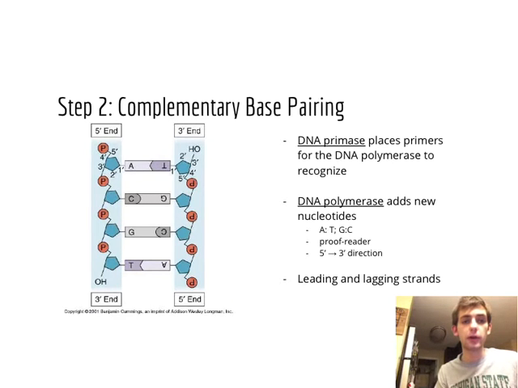Step 2 is the complementary base pairing. So this is when we're going to actually start matching up bases after the DNA molecule is split in half. Remember those base pairing rules, A to T, G to C. So before this happens, we have an enzyme, DNA primase, which places primers that the DNA polymerase, another enzyme, can recognize. A primer is a small section of RNA. It's responsible for telling the DNA polymerase where to start adding nucleotides, or matching up those bases.